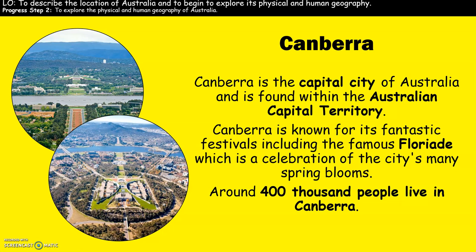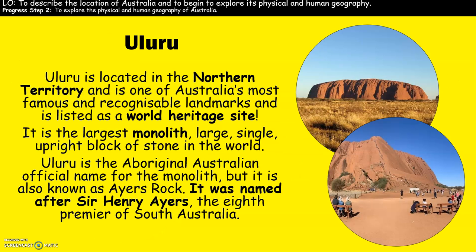Canberra is the capital city of Australia and is found within the Australian Capital Territory. Canberra is known for its fantastic festivals, including the famous Floriade, which is a celebration of the city's many spring blooms. Around 400,000 people live in the city of Canberra. Next one is Uluru.